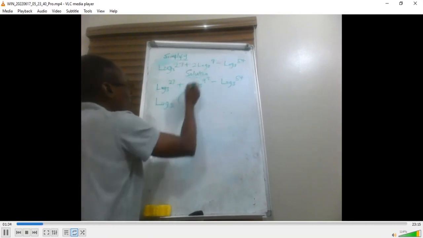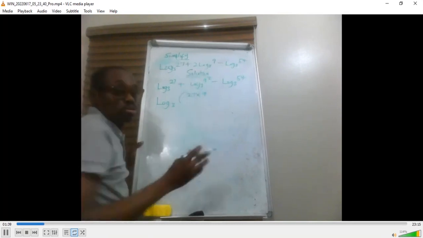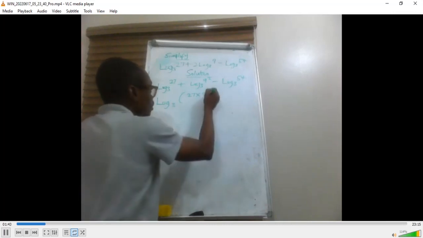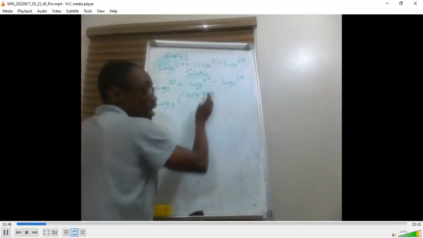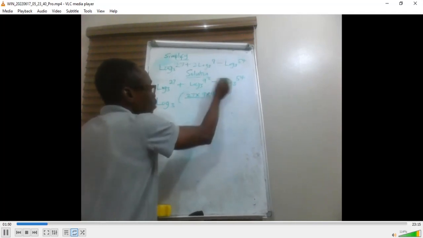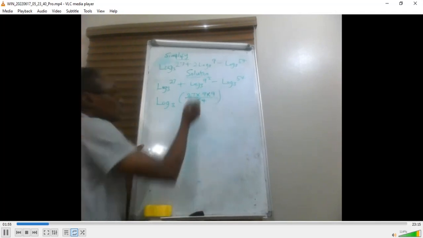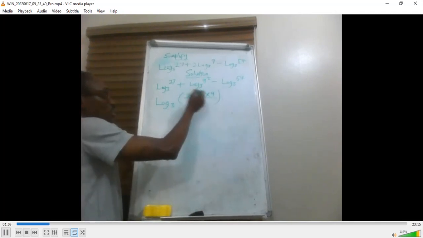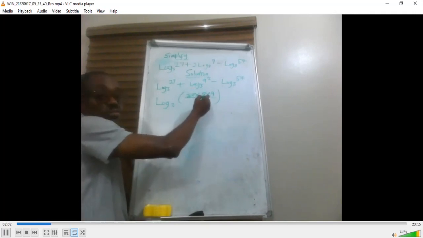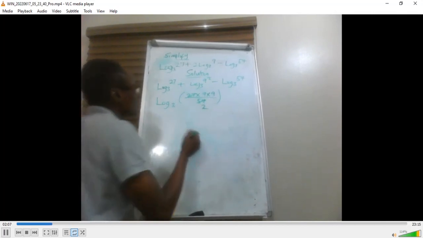Okay, so since they have a common base 3, this is addition, you're going to multiply. That will be 27 times 9 raised to power 2. 9 raised to power 2 actually means 9 times 9, that is 9 multiplied by itself twice. Then we have subtraction here, so we divide by 54. So 27 times 2 gives 54. So that means 27 and 54 is a 2.